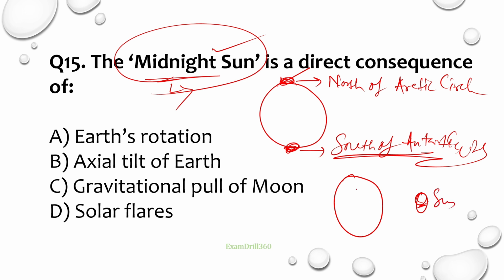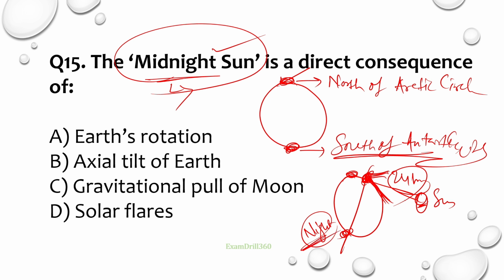So let's see, this is the sun. This polar region, this is the north of the Arctic Circle. If this one is tilted towards the sun, then this region is getting consecutive 24 hours of day. So if this region is getting entire daylight for 24 hours, then the opposite region will get night only for the same period of 24 hours. And in the same case, when this south of Antarctic region gets sunlight for 24 hours, it will be day for 24 hours in that region, and the opposite will get night only. So this is for what? Axial tilt of Earth.